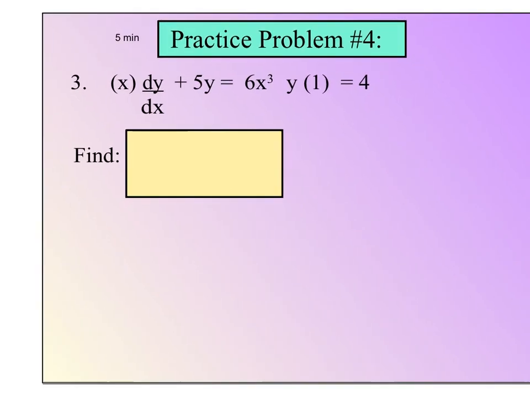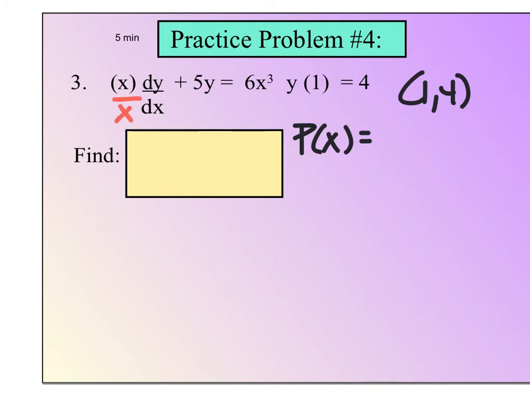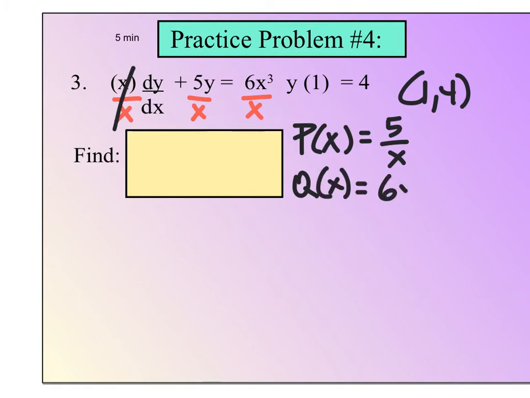Alright, let's try one more here. Initial condition 1, 4. Looks like p of x is 5. Q of x is equal to 6x cubed. Oops, problem here. We've got to divide everything by x. Okay, so p of x now, this will cancel. P of x is 5 over x. Q of x is equal to 6x squared.